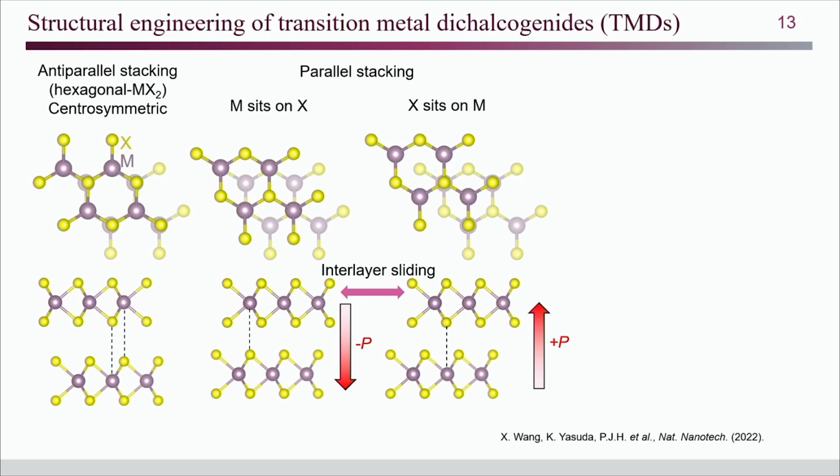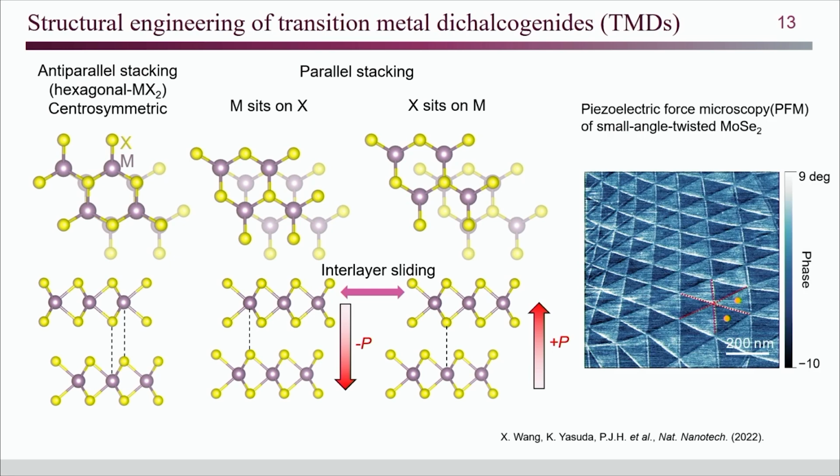And if you consider when they are stacked in the parallel stacking manner, this will break the inversion symmetry and lead to the upward and downward polarization. And these two can also change into each other through this interlayer sliding motion by 1/3 of the unit cell. So using PFM, we can also successfully examine these upward and downward polarized domains in these triangular networks.